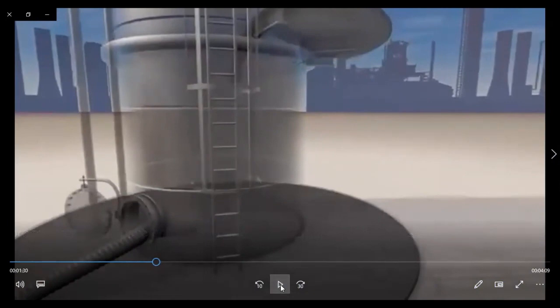Okay, this one is a way of ventilation. This is mechanical ventilation.